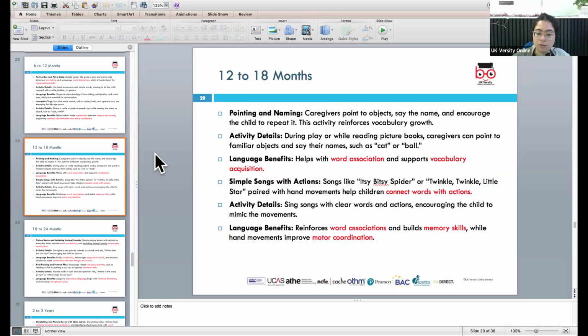So now, simple songs with actions. You can sing songs like Itsy Bitsy Spider or Twinkle Twinkle Little Star, paired with hand movements, which help children connect words with actions. So singing songs with clear words and actions encourages the child to mimic the movements. It reinforces word associations and builds memory skills while hand movements improve motor coordination. So it not only develops your language skill but also helps your memory to improve and your motor coordination, basically your motor skills.